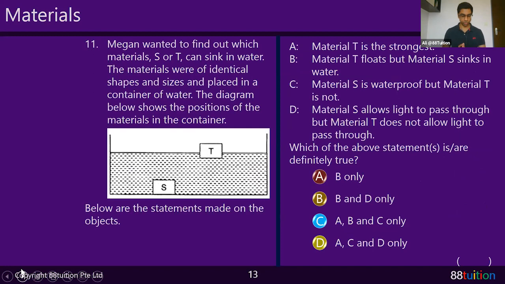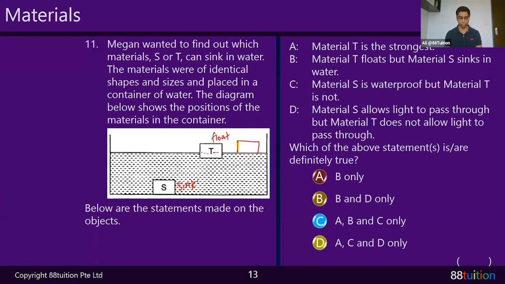Below are the statements made on the object. This one, no need to read the question because you can read it on your own. But we can look at the diagram and you can see two materials. One is floating, not really floating. Floating, it should be like that, right? This one is half, a little bit floating, a little bit sinking. Okay, doesn't matter. We can still call it floating. Most of the body is above water is considered floating. This one is totally sinking, sunk.